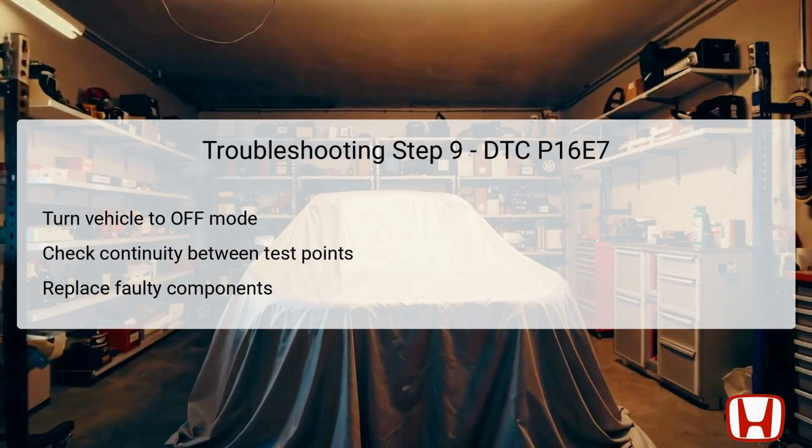This step is about measuring continuity between designated test points within the battery fan motor 3P connector while it's disconnected. Specifically, you'll be checking between terminal number 1 of the battery fan motor connector and body ground. Confirming continuity means the bat fan ground connection is intact. However, if you find no continuity, it indicates that there is an open circuit in the grounding wire, which will require immediate repair to ensure proper grounding for the battery fan motor.